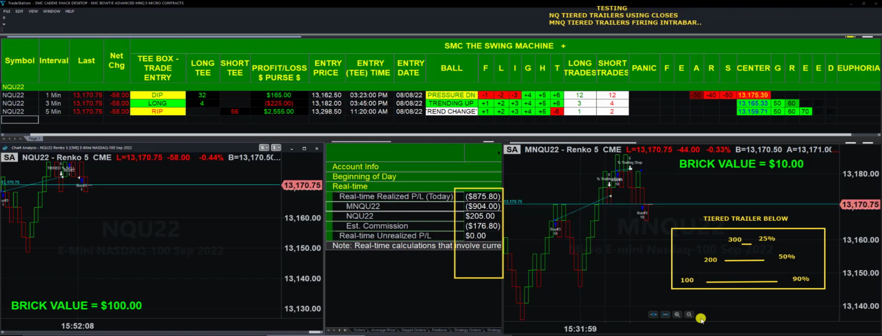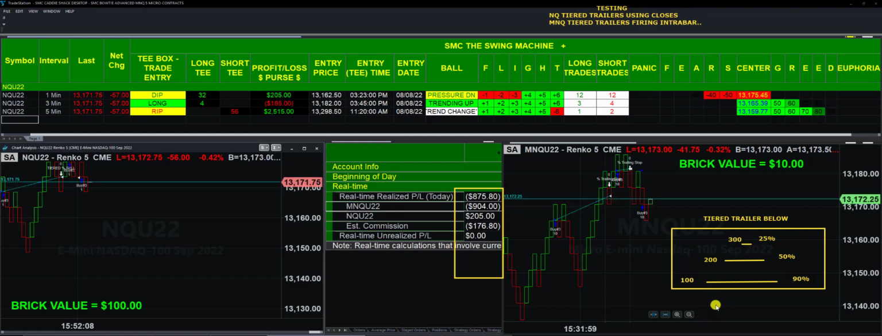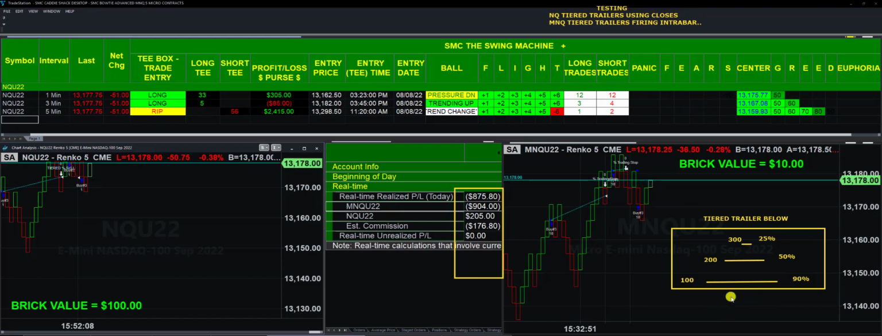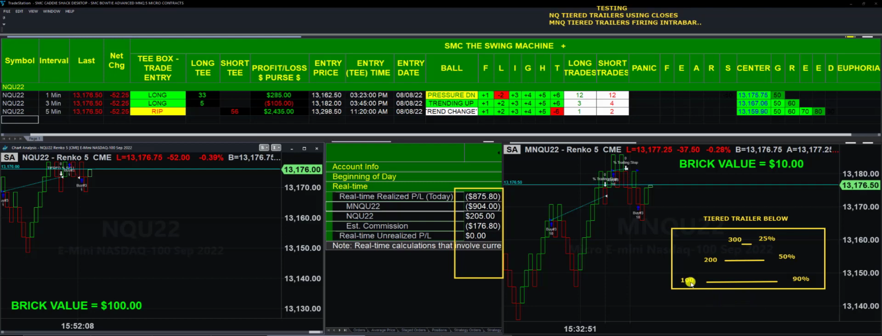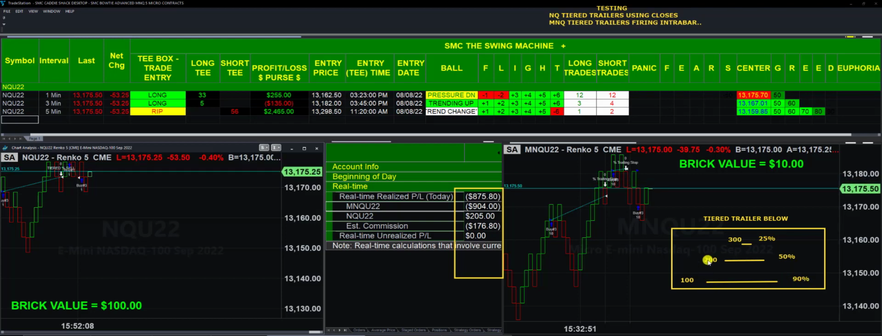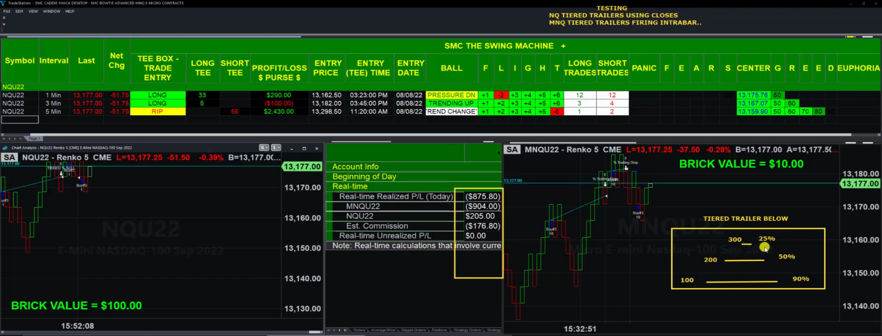What is a tiered percent trailer? How does it work? The idea is that when your account gets up $100 and you have it set at 90%, if it trails back 90% and breaks even, it'll take you out. If you go up 200 and it trails back 50%, if it's set in this fashion, it'll take you out. And if it trails up $300 and trails back 25%, it will take you out.